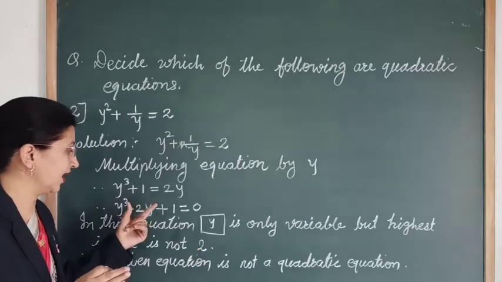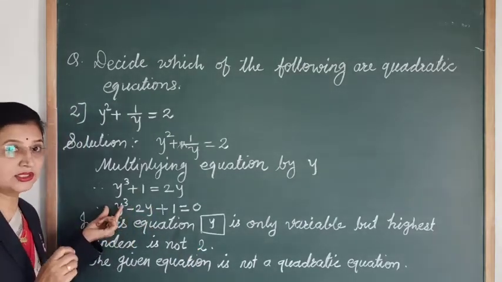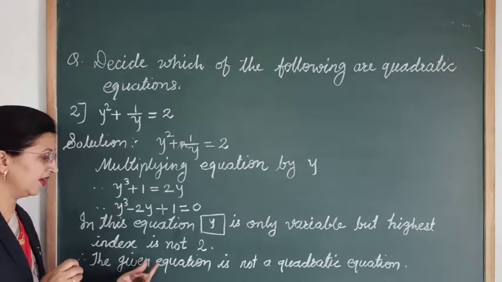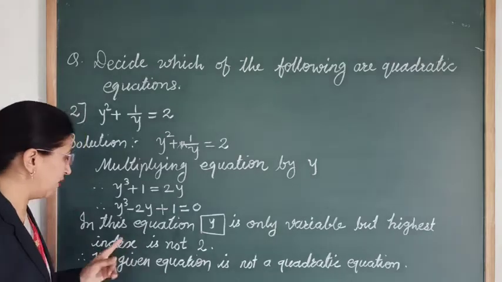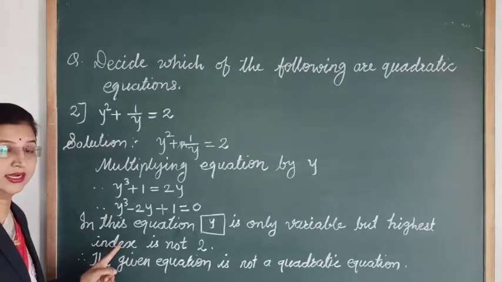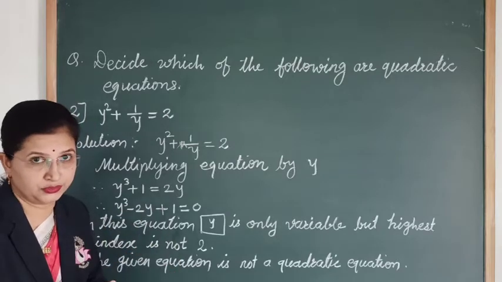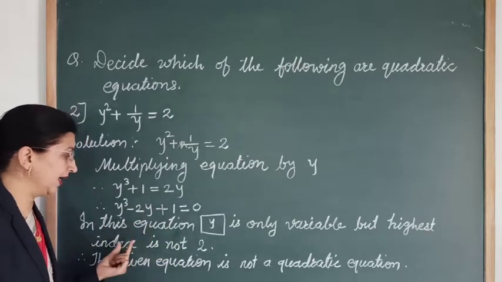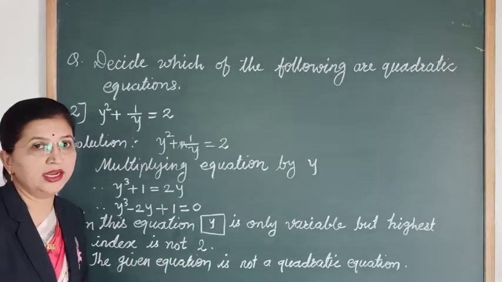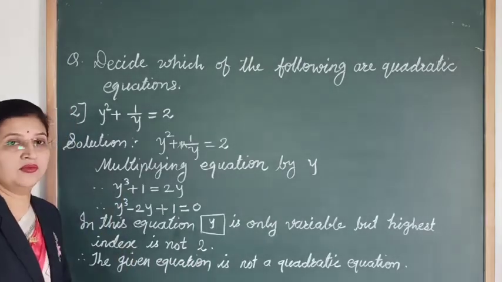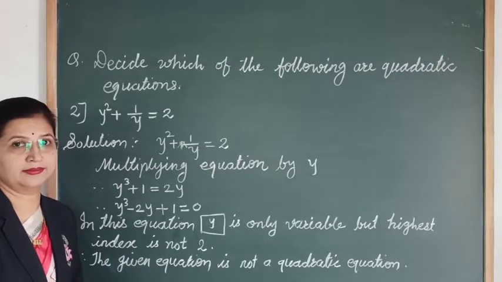So in such a case, when the equation is not having the index 2, we say that the given equation is not a quadratic equation. Okay, so we have to answer in this way only. That is, highest index is 2 or is not 2. Okay, so according to that, is not 2, therefore the given equation is not a quadratic equation. So in this way, we have to answer such a question. Let's see one more example.